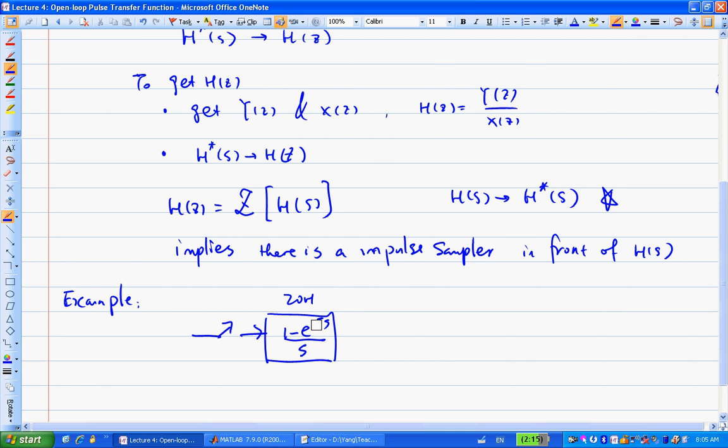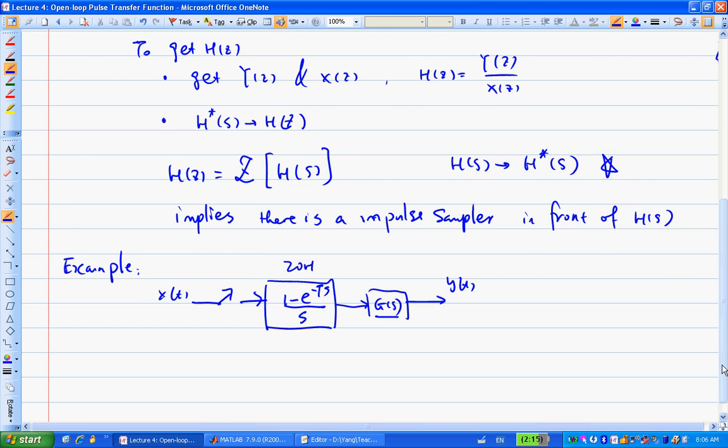So here is a zero order hold, and then here's a plant. So that's this block here. What we want to obtain is the pulse transfer function for this block, the zero order hold and the plant. Essentially, it's like there's no controller here. It's just whatever this manual input is, discretized, given to the zero order hold, and then fed to the plant.